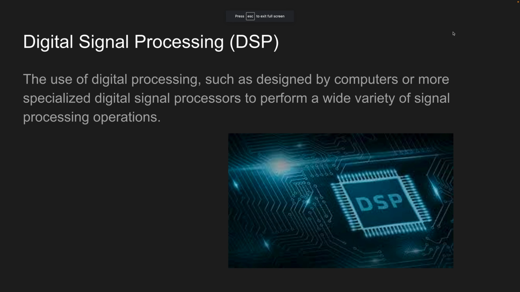Continue on our lecture about signal processing. We're going to go over digital signal processing. Digital signal processing is the use of digital processing, such as designed by computers or more specialized digital signal processors, to perform a wide variety of signal processing operations.